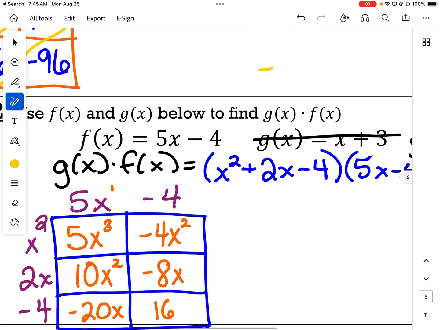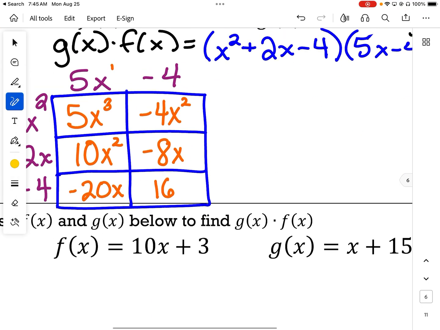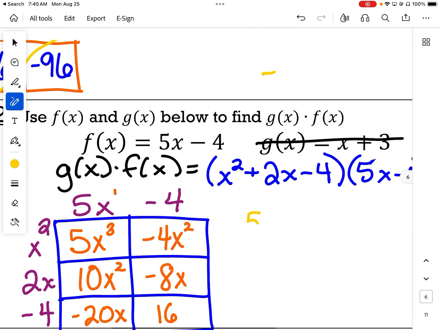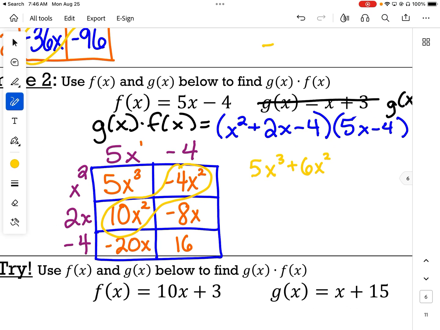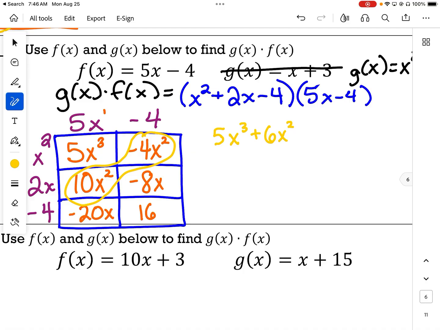All right, we combine like terms. So we have 5x cubed. No other exponent of 3. So we are going to write 5x cubed. And then x squareds, I can make like this little peanut shape out of it. They're both squareds. So 10 minus 4, 6. So it's plus 6x squared. The exponents stay the same when you're adding.